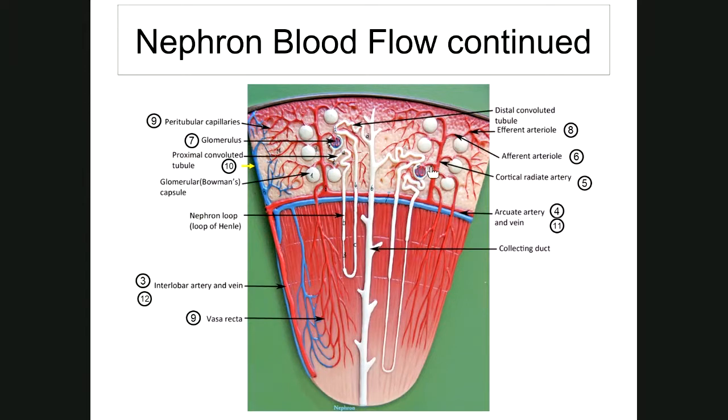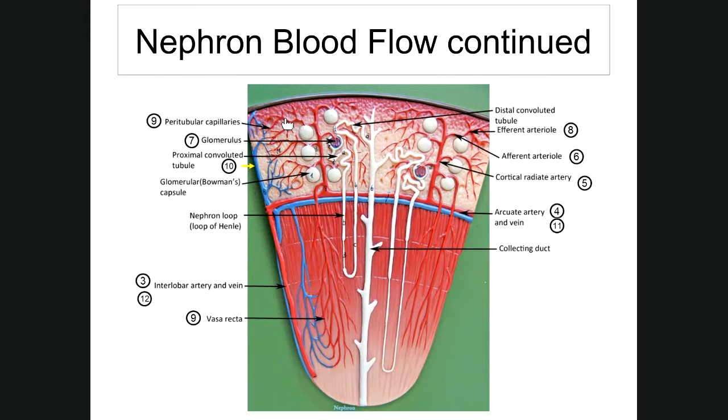Now, branching off of these cortical radiate arteries, look over and let's look at number 6. You have a branch coming out and going to form the glomerulus inside of this glomerular capsule. The one on the right is where I have a number 6. Look on the left, you can see the glomerulus, number 7. That's the glomerulus. You can also see an afferent arteriole coming off of the cortical radiate, going to form the glomerulus, and then coming out, look on the far left here, the one coming out is called the efferent arteriole.